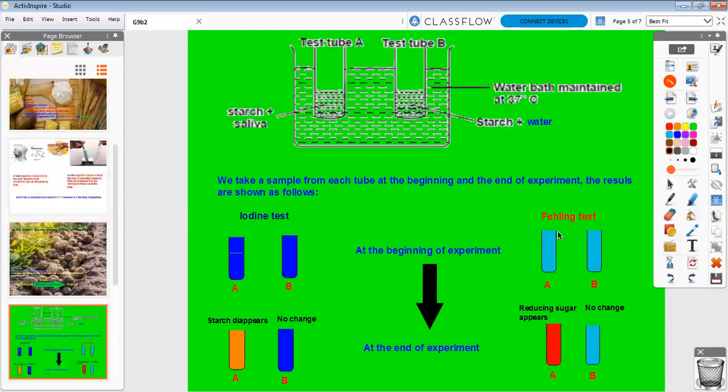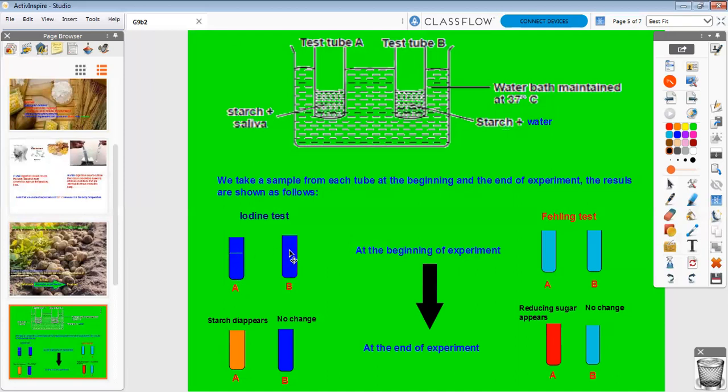Look at Fehling solution, Fehling test. At the beginning of the experiment, it gives a negative result for Fehling test, which indicates that there is no reducing sugar in tube A. At the end of the experiment, a reducing sugar appears. Look at the results. Starch disappears at the end of the experiment in tube A, and reducing sugar appears at the end of the experiment in tube A.